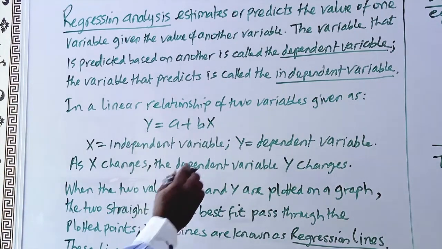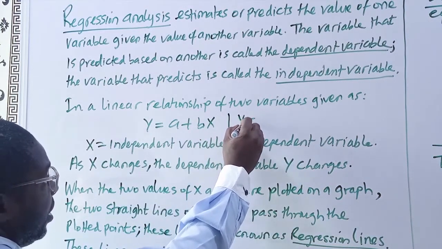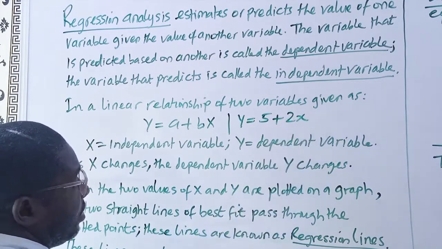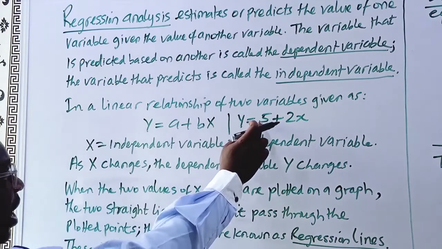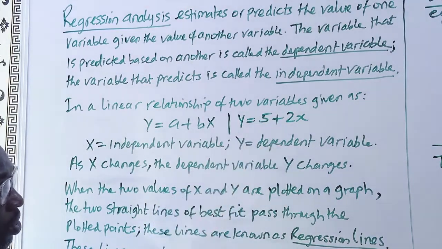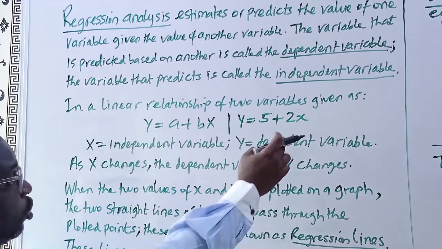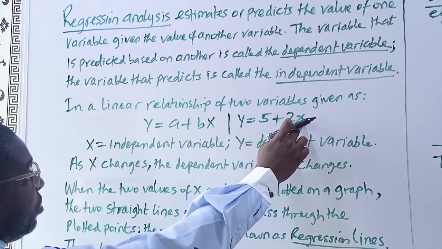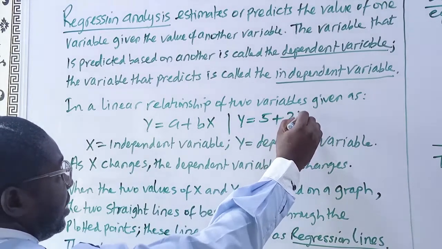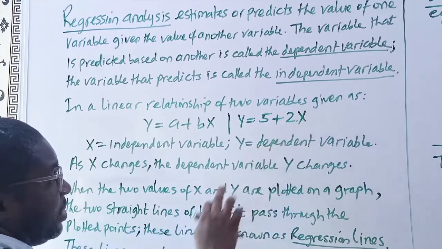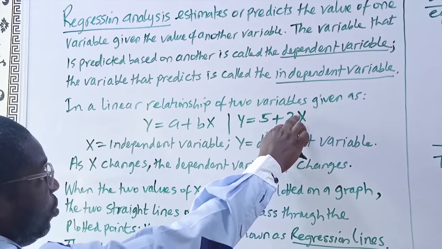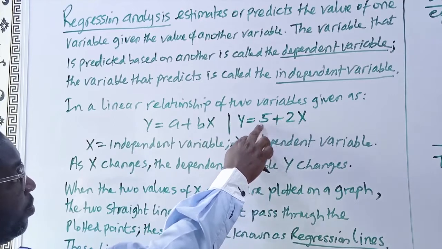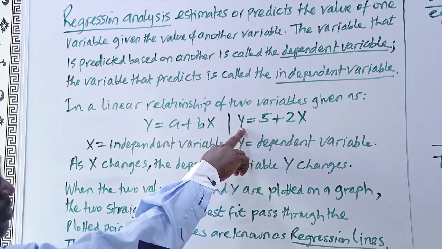For example, let's look at an example of y equals 5 plus 2x. 5 here is a constant or a fixed value that doesn't change. 2 is the slope or the rate of change, and x here is what we assume to be whatever value. Now, if x here was 0, 0 times 2 will give us 0, and 0 plus 5 will give us 5. So y becomes 5.